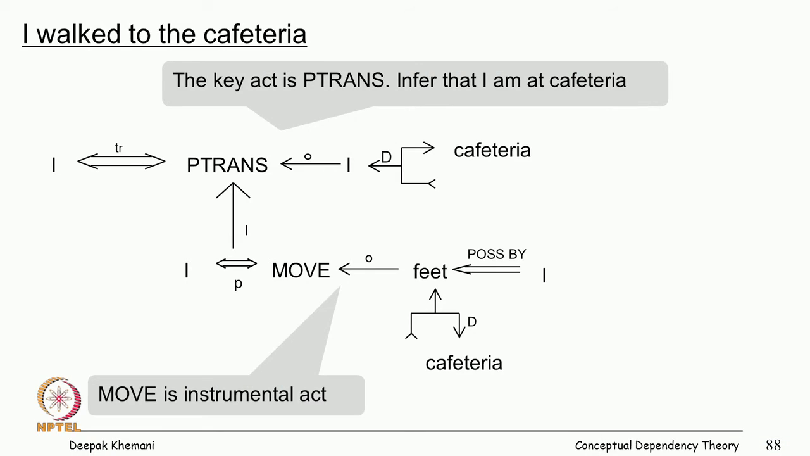So, if you want to say I walk to the cafeteria, then the key act is p-trans, that I p-trans myself towards the cafeteria, which is at the top of this thing. For this there was an instrumental act of moving, and the object of moving was my feet, which are possessed by me, and I just model it by saying I am moving my feet in the direction of the cafeteria. So, walking is p-transing, the high level thing is p-transing, but the instrumental act is moving essentially.